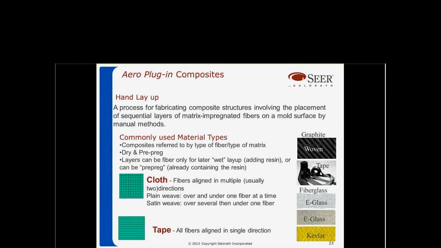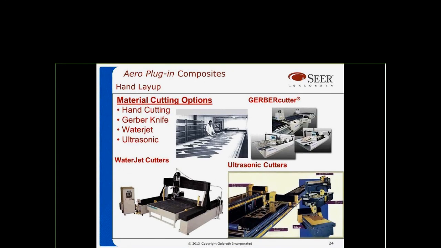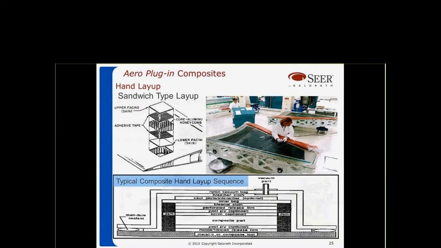We do cover all aspects of hand layup, handle all the material types, cloth, tape, pre-preg, dry, whatever it might be. All the cutting aspects, hand cutting, Gerber knife, water jet, ultrasonic, etc. We also do laser location, locating processes, and so on. We can, in the model, handle sandwich type structure and any and all aspects of any layup that you might have, whether it be hand.